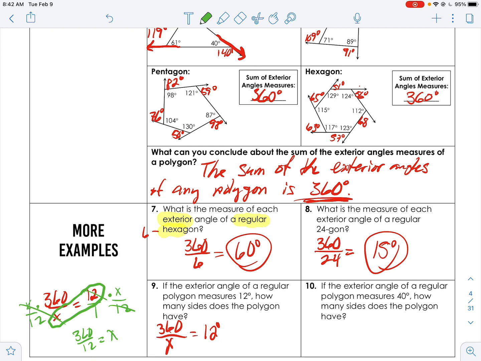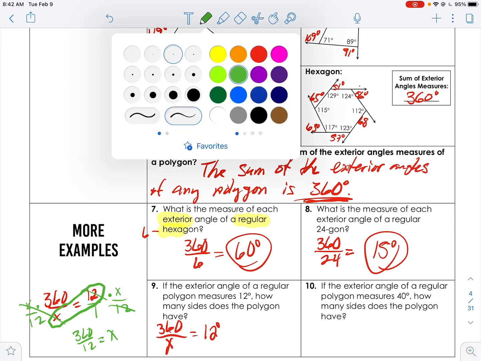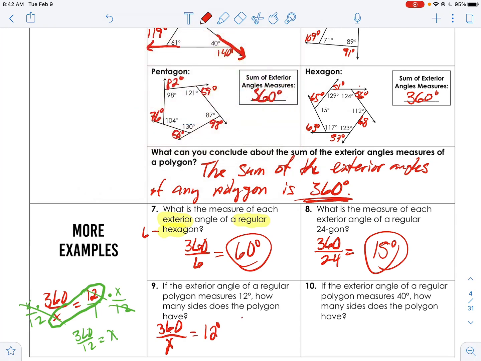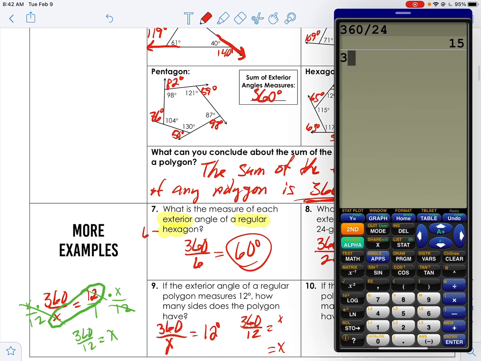You can switch diagonally in a proportion, so a fraction equals a fraction. You can switch the diagonals once. So that means I can change this to 360 divided by 12 equals x. And so x equals, we just got to do 360 divided by 12. 30 degrees.